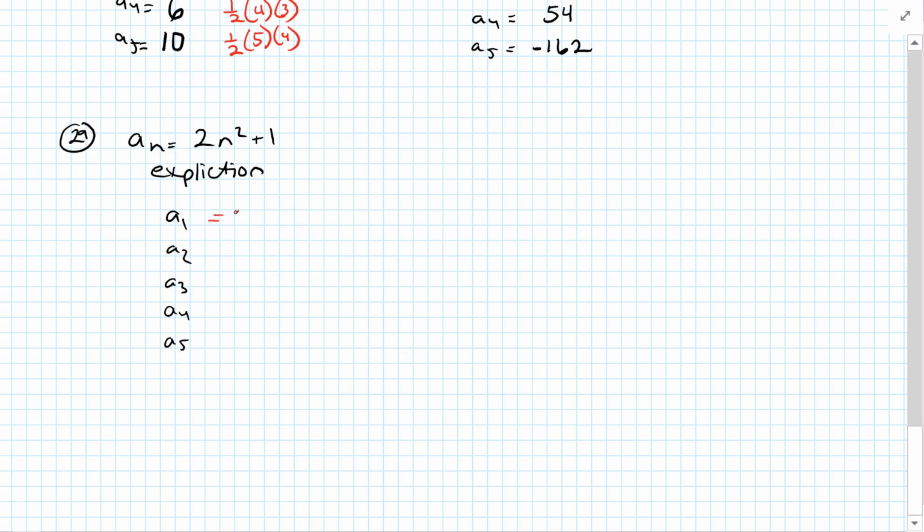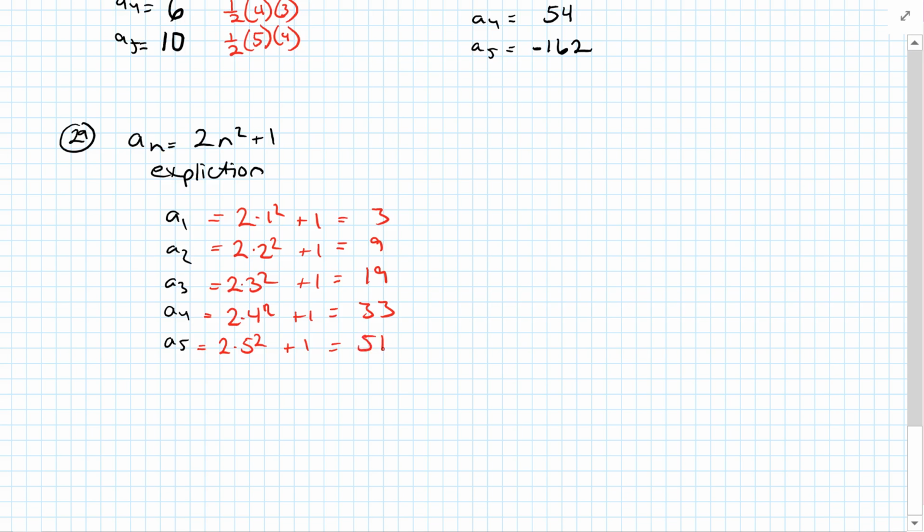So a of 1 is going to be 2 times 1 squared plus 1, which would be 3. a of 2 would be 2 times 2 squared plus 1, so that'd be 9. a3 would be 2 times 3 squared plus 1, so that's 18 plus 1, 19. a4 would be 2 times 4 squared plus 1, would be 33. And a of 5 would be 2 times 5 squared plus 1, so that'd be 51.